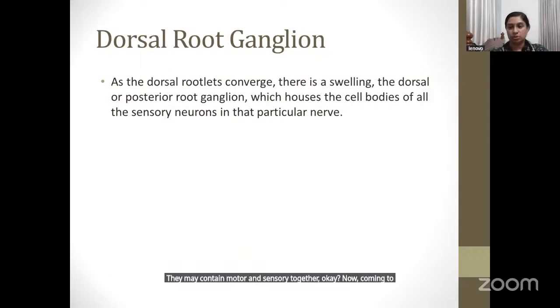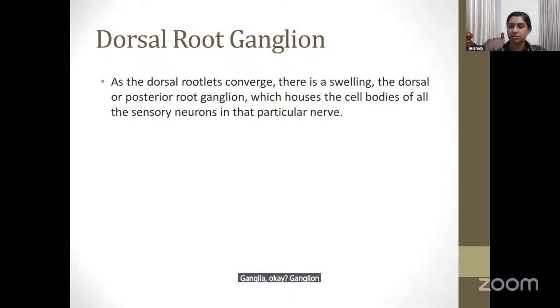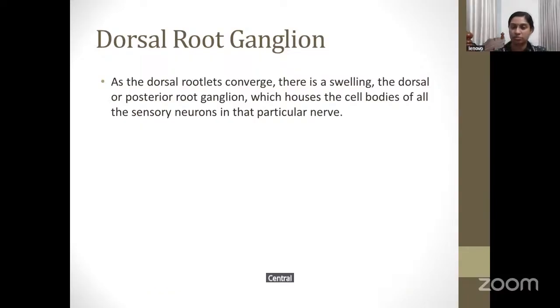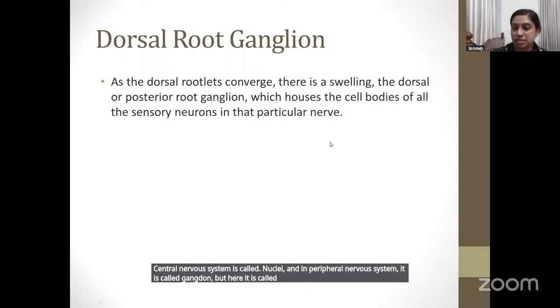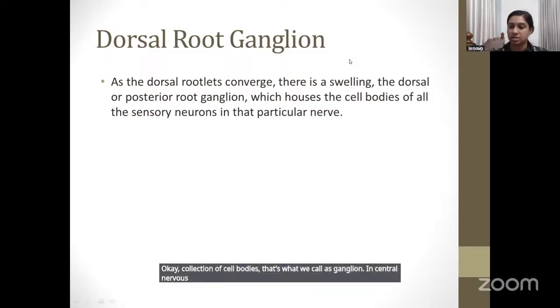Now coming to the dorsal root ganglion. There are different types of neurons: multipolar, unipolar, pseudo-unipolar. The dorsal root ganglion is a pseudo-unipolar type of ganglion. Ganglia are masses of dissociated gray matter, collections of cell bodies. In relation to the central nervous system, such collections are called nuclei, and in the peripheral nervous system they are called ganglia. Here it is called a ganglion because it is associated with the peripheral nerves arising from the spinal cord.